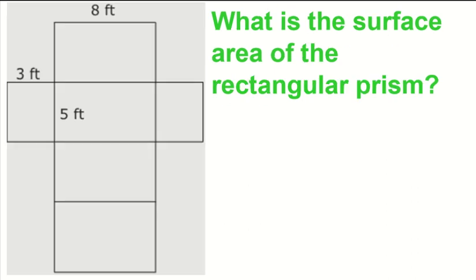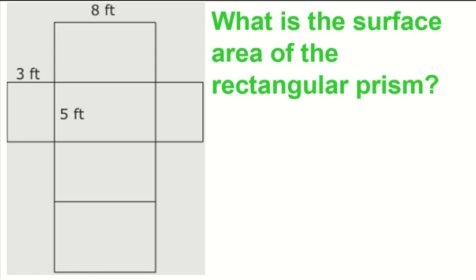All right, find the surface area on that rectangular prism. Jeremiah? Nope. Robert? 158 is correct.